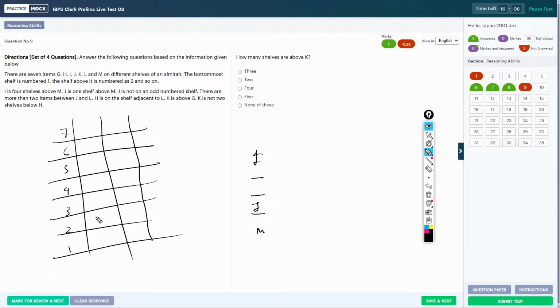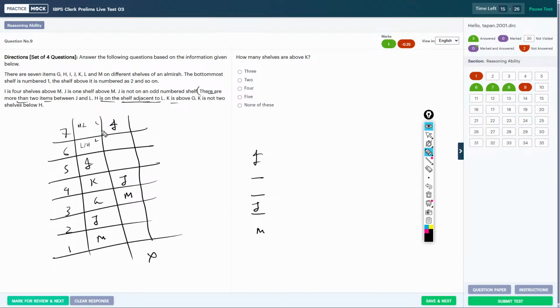Okay, let's do it. So J here, M here, J here, M here, 1, 2. There are more than 2 between J and L. So L can be here, L can be here. H is shelf adjacent to L. So HL, HL, L. K is not 2 shelves below H. So LH. Now K is above G.